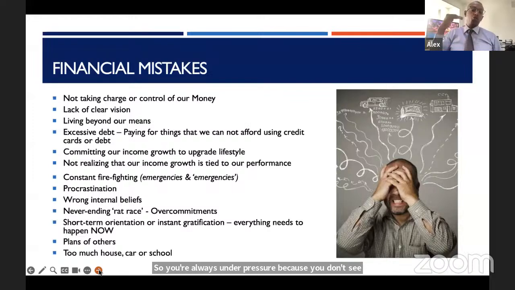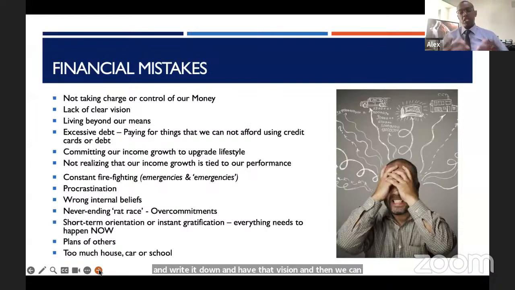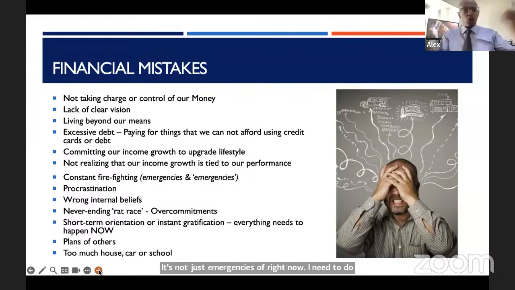And you need to be able to see that future and write it down and have that vision, and then we can map that vision so that if you're working with partners like the SACCO, you know where they fit in. I will work with the SACCO because in the future I will do my education, my housing. It's not just emergencies of right now. I need to do things right now. There is also, then, what do I do in the future?